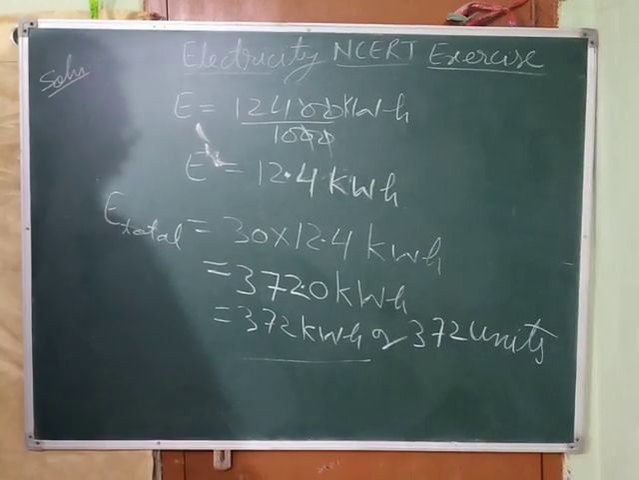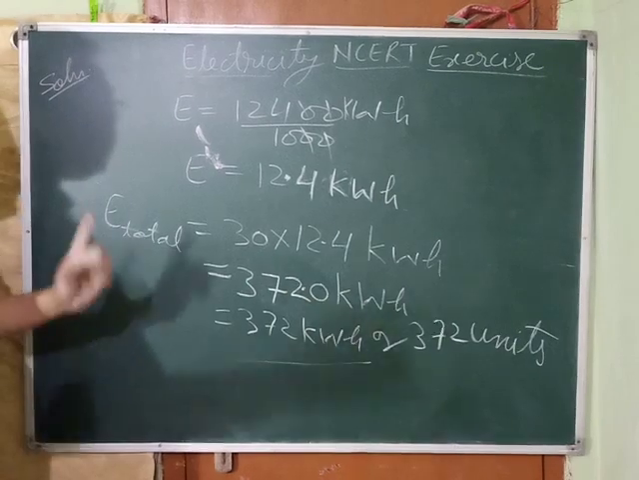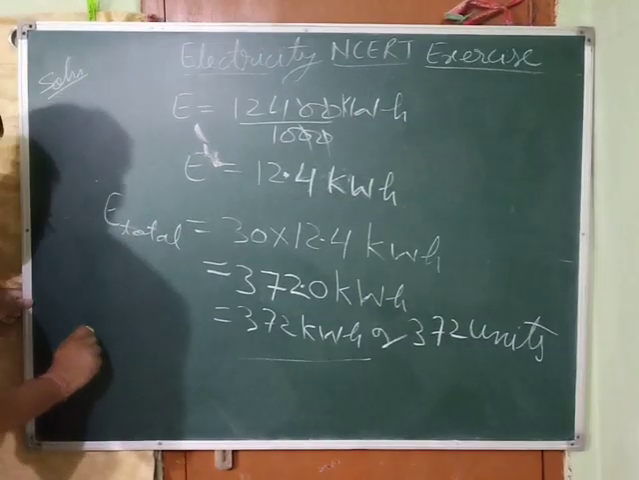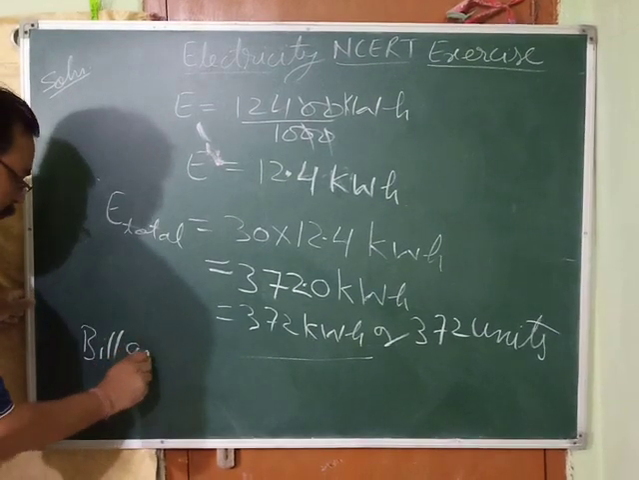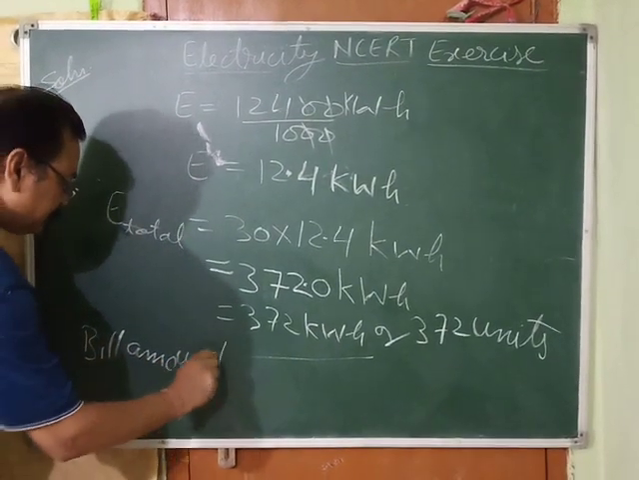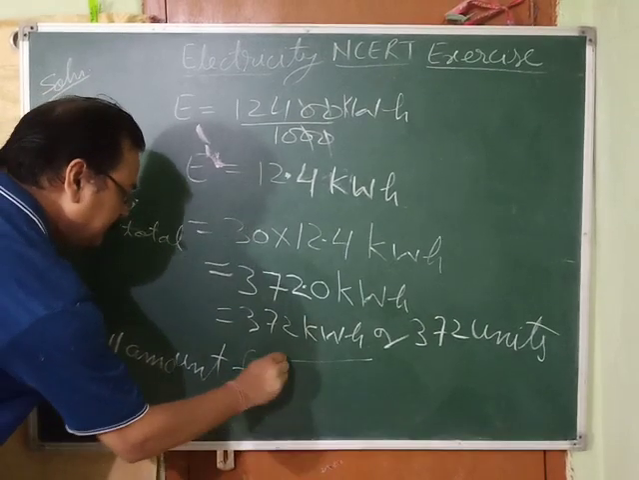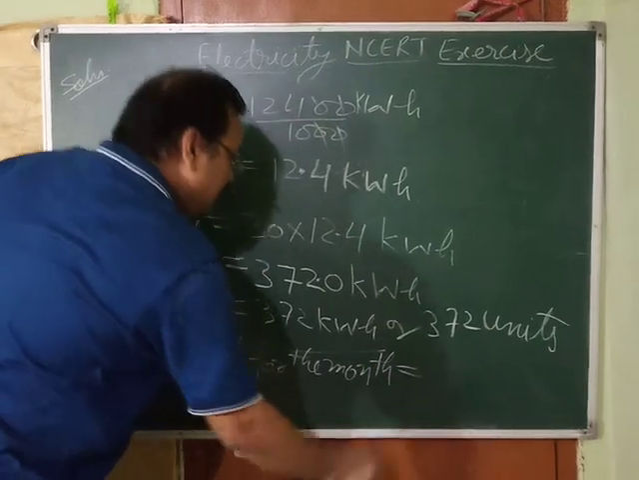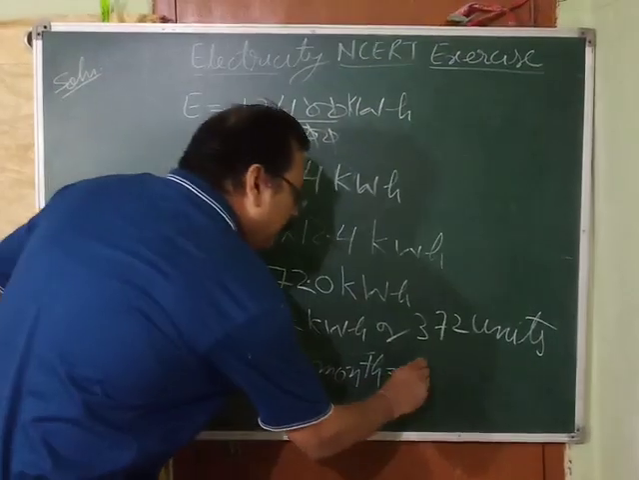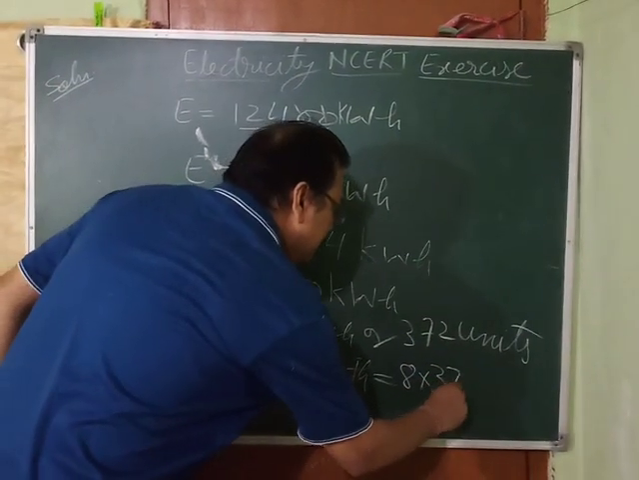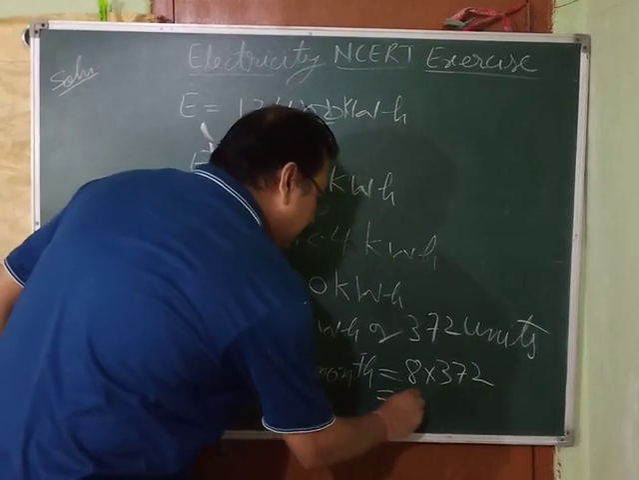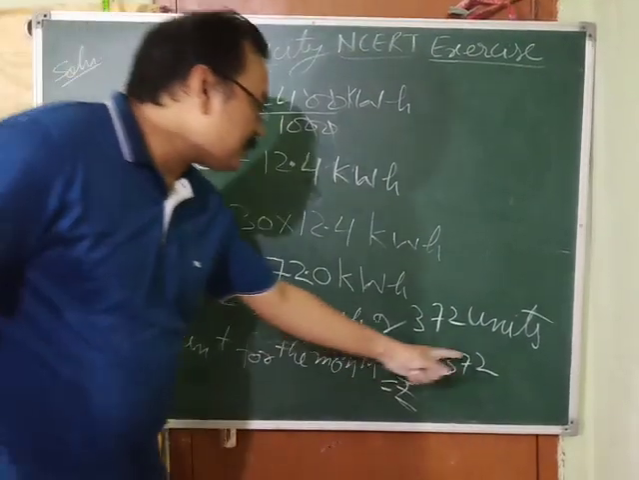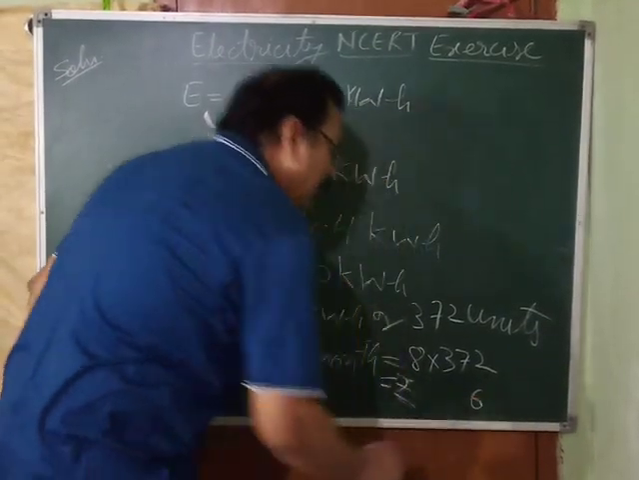Now, the second part of the question. If each unit costs rupees 8, then what is the bill amount for the month? So, we can write bill amount for the month is equal to rupees 8 into 372, and you can get how much? You have to multiply this. So 8 twos are 16, so 6 is there, 1 is carry.